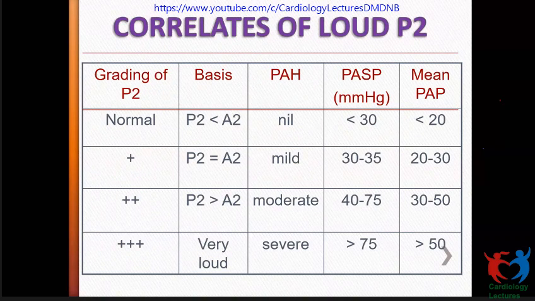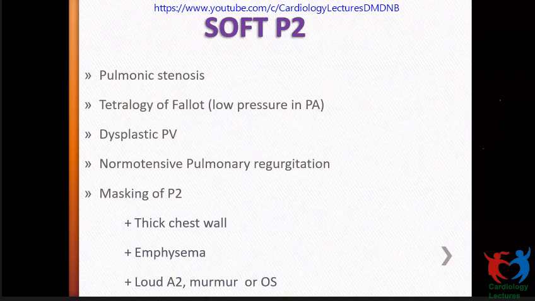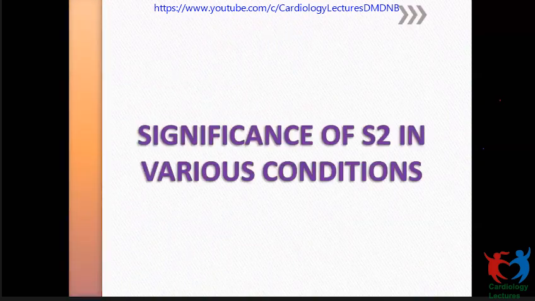So yeah, if the P2 is loud and you can grade it, it actually indicates a higher RV pressure. The higher the pressure in the PA, the louder it becomes. Soft P2: TOF has a single P2, dysplastic may be single, but in pulmonary stenosis it is not single, it is soft. In pulmonary stenosis with intact septum, rarely you get a valvular ejection click, which is best heard in expiration, and you also get a P2 which is almost audible because the PA is dilated.